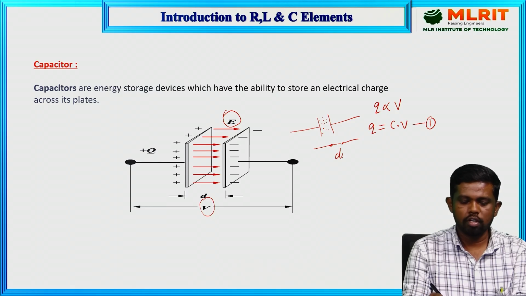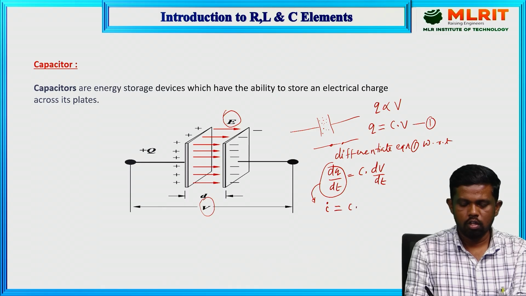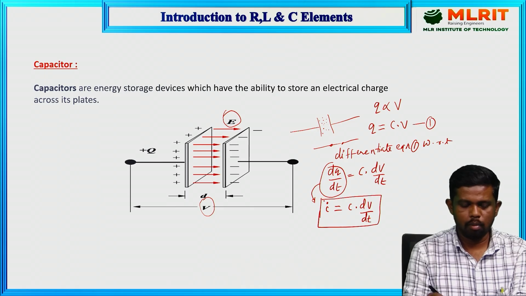Differentiate equation number 1 with respect to t. Then we get dq by dt equals C into dV by dt. The dq by dt is simply the current flowing through the capacitor, that is I equals C into dV by dt. This much current flows through the capacitor plates due to the applied voltage.